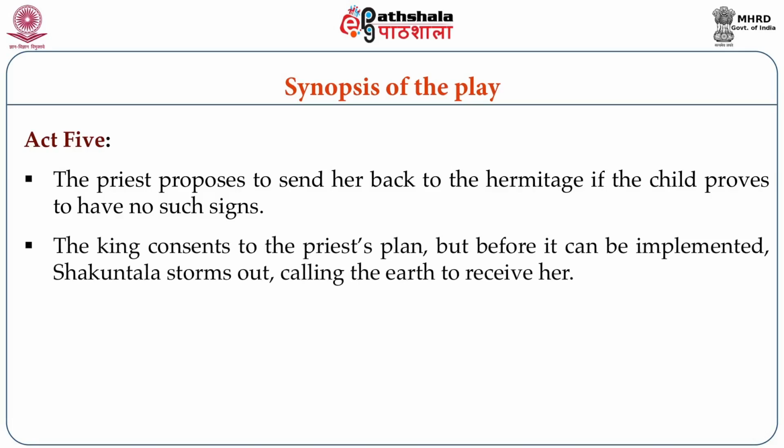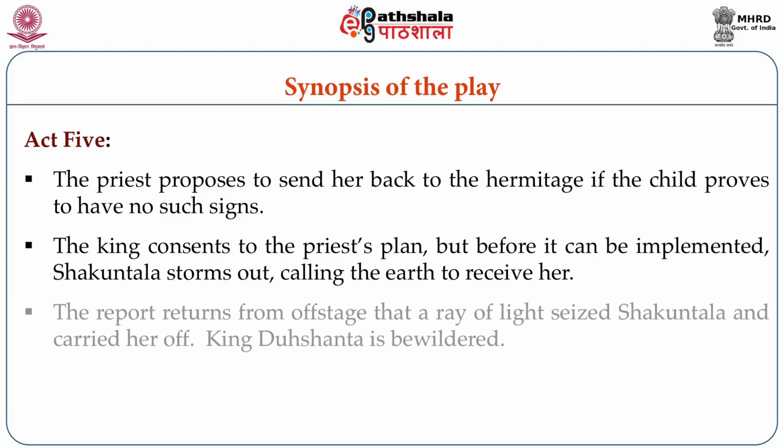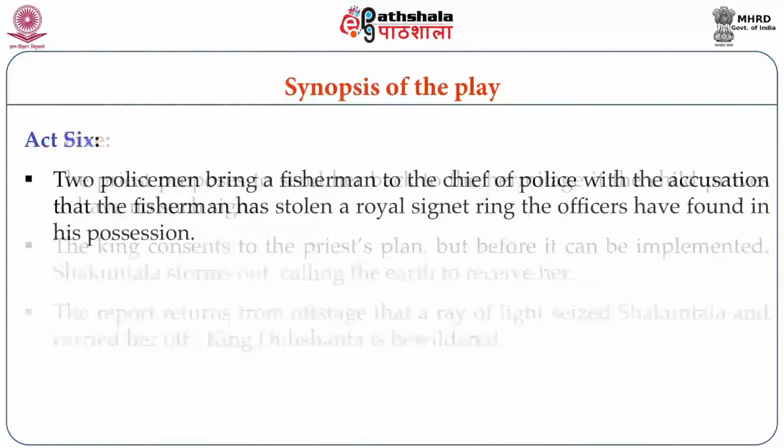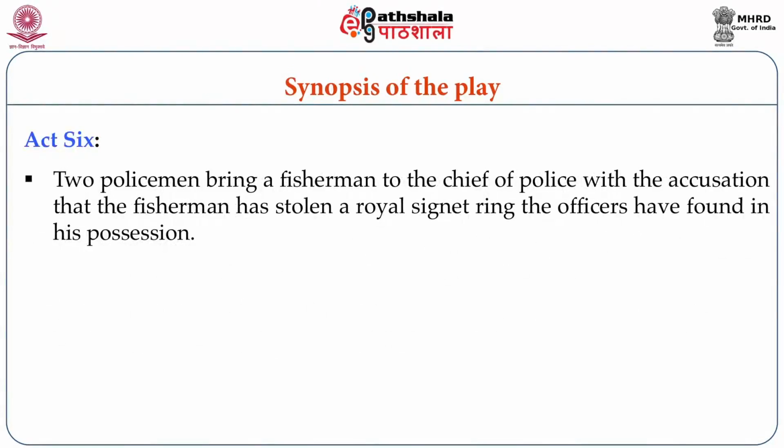The king consents to the priest's plan, but before it can be implemented, Shakuntala storms out, calling the earth to receive her. The report returns from offstage that a ray of light seized Shakuntala and carried her off. King Dushwanta is bewildered.